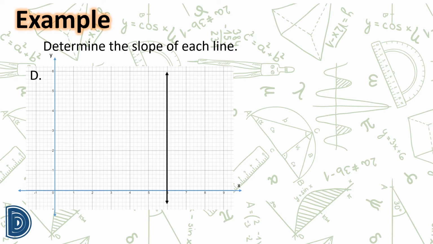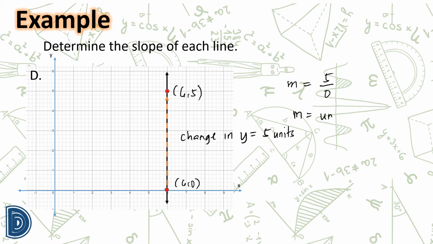Next, let us have a vertical line with the points (6, 0) and (6, 5). The change in y-coordinates from (6, 0) to (6, 5) is 5 units, while there is no change in x-coordinates since there is no movement on the x-axis. Hence, the slope of this line is 5 over 0. Therefore, for this line, the slope is undefined.